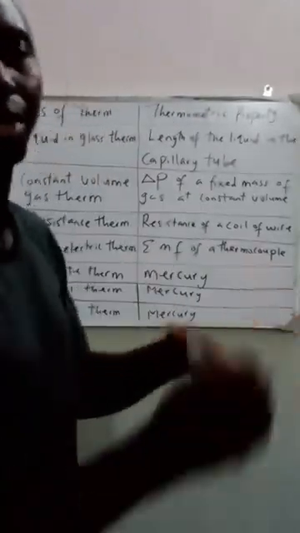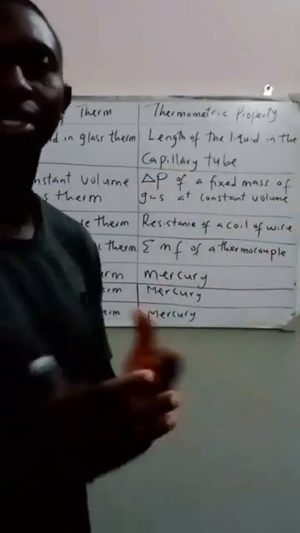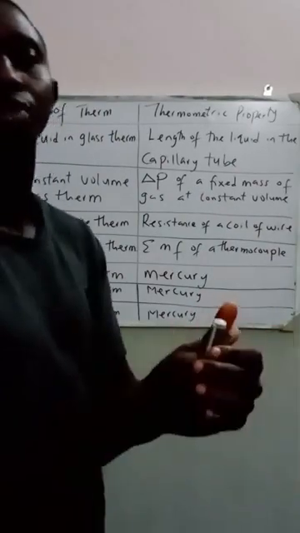We have various types of thermometers. There are more than this; these are just the few we can list out. We also have the laboratory thermometer, and its thermometric property is alcohol. So that's the laboratory thermometer, which is alcohol.